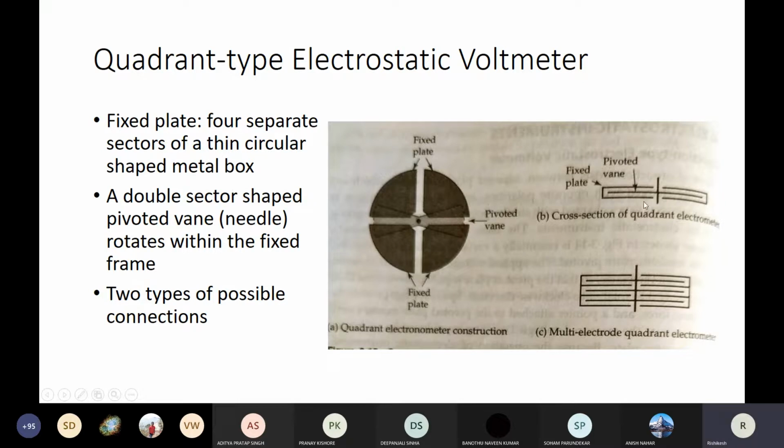I hope it is easier to imagine from these two perspectives, the top view and the side view. These discs are basically the fixed plates of the capacitances, 4 separate sectors of thin circular shaped metal boxes which act like fixed plates, and there is a movable plate which is inserted such that it rotates along the axis centered on the center of the circular metal box. Its shape is like a butterfly, shown in a dotted line.